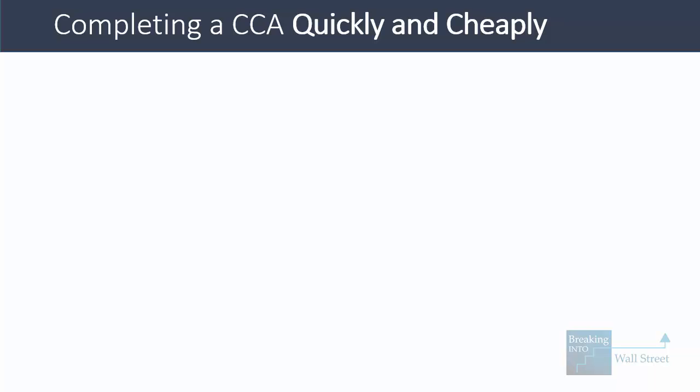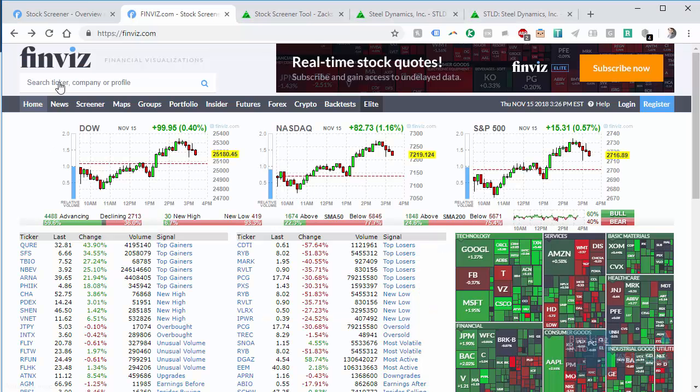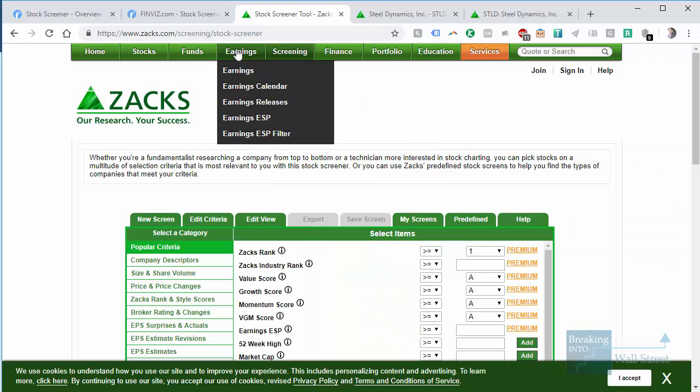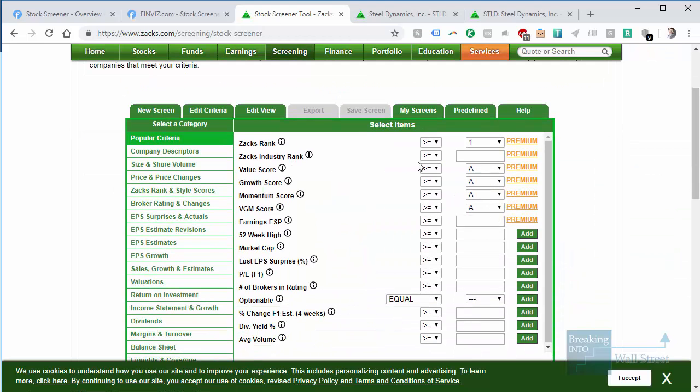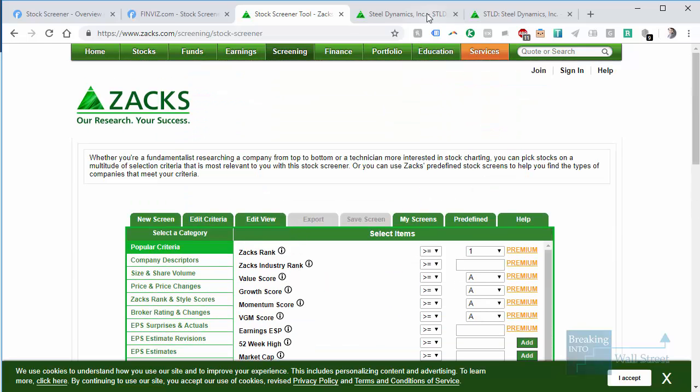Let's now go into part 3 here and talk about how to complete a comparable company analysis quickly and cheaply. The fastest solution here is to use a free screening and stock research site like FinViz, Zacks, or Motley Fool to find the companies and to find basic financial information. We're going to use FinViz in most of the examples here, but if you want to, you could certainly use Zacks. You could search for Zacks Stock Screener and you could look up the industry there and you could enter financial criteria to find companies.